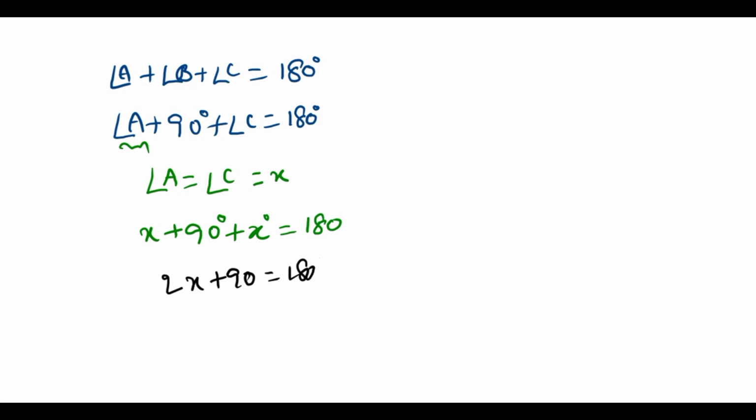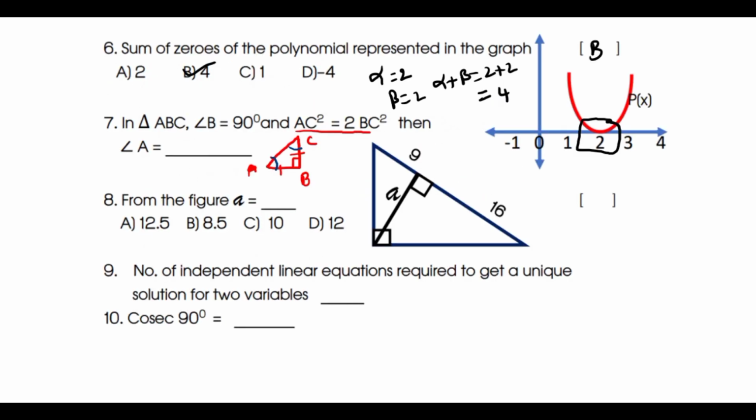Then 2X is equal to 180 minus 90, which is 90. X is equal to 90 by 2, which is 45 degrees. Okay, so the answer for this is 45 degrees. Here we write 45 degrees.